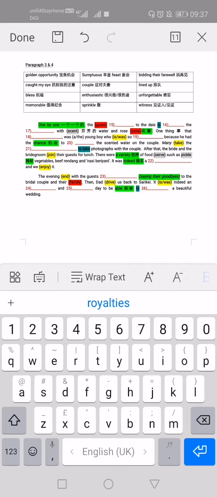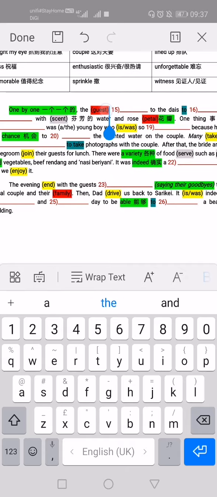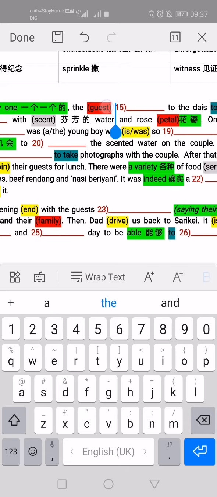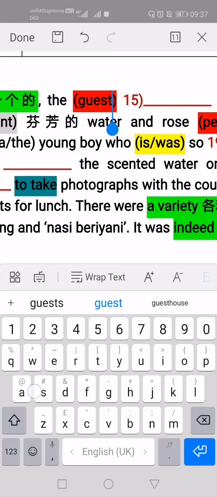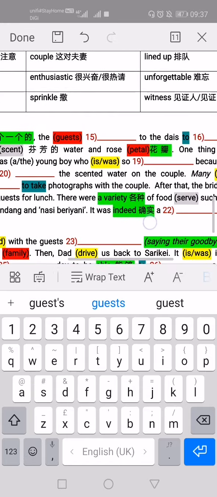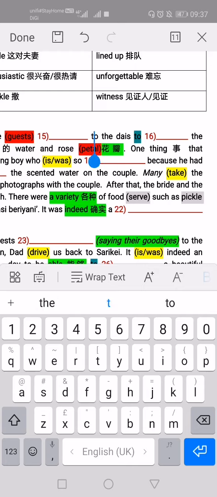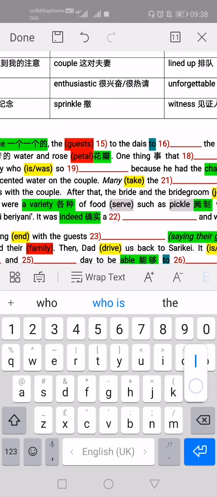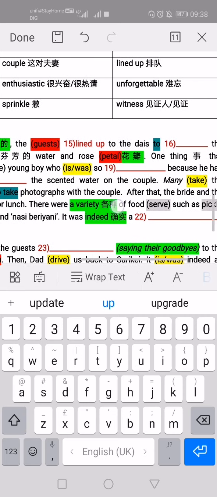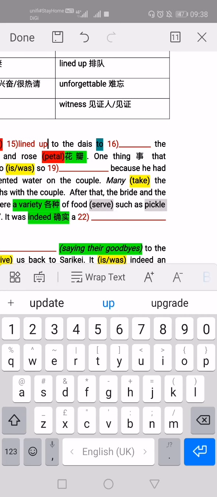One by one, 一个一个的, the guests. Guest 不是一个, 所以要加 S. 你不用跟着我 highlight 这种东西哦, 你在你自己的笔记自己 highlight 比较特别的字而已。 The guests, the guests what? 因为他们要去祝福他去洒那个水, 所以他们排队, line up, sorry. Line up to the dais, dais 就是他们坐的那个地方啊, to do what? 为什么他们要洒那个水? 为了要祝福这个新人, to bless.